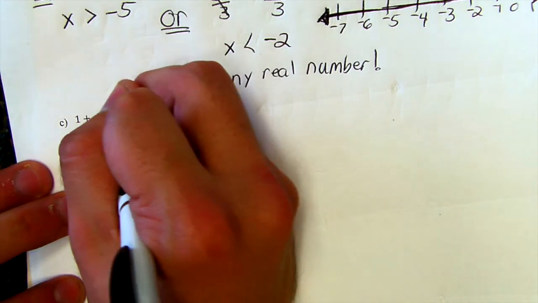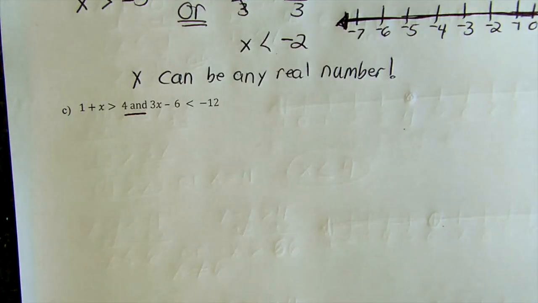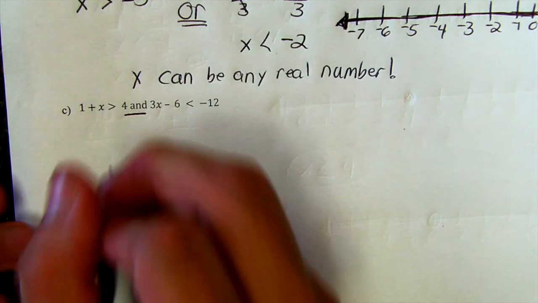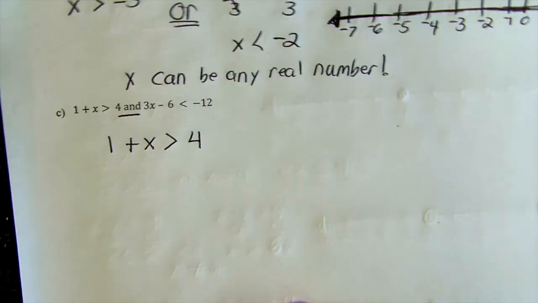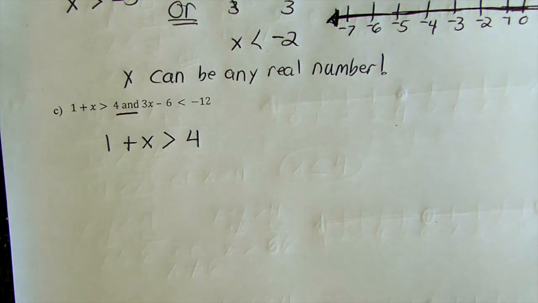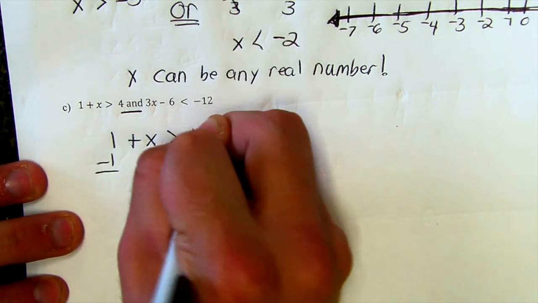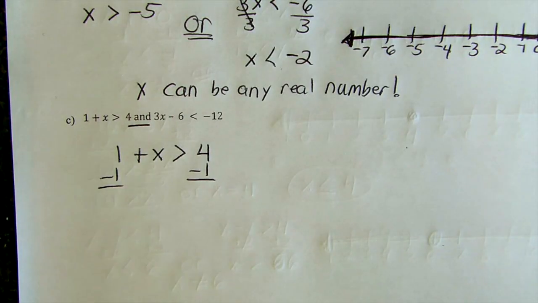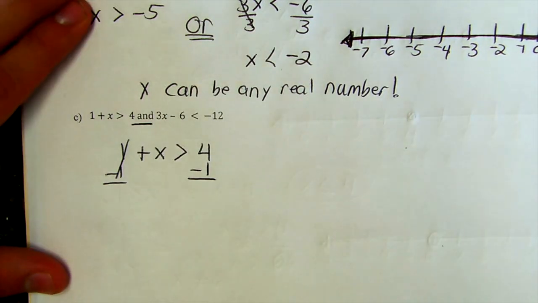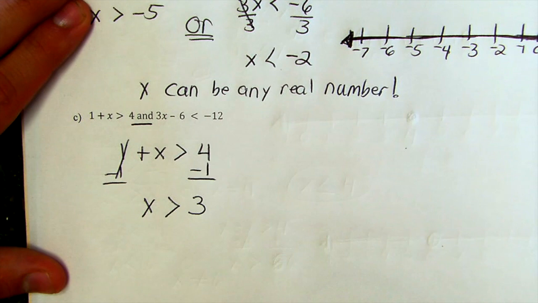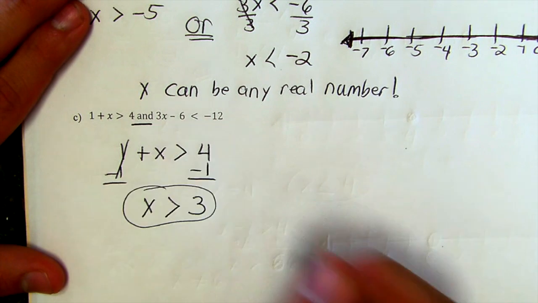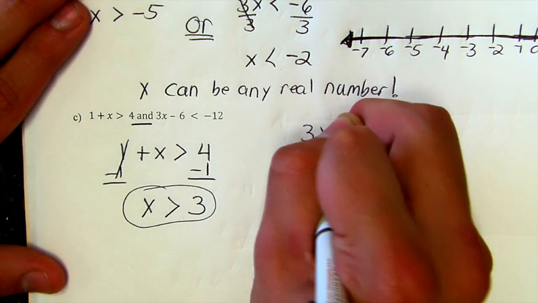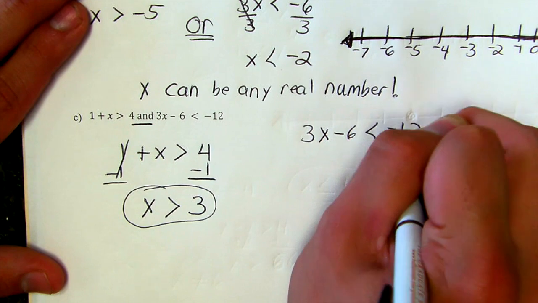Okay? And then our last example, we have 1 plus x is greater than 4, and, so now we're using and, 3x minus 6 is less than negative 12. So here I have 1 plus x is greater than 4. And then on both sides, what do I need to do? I need to subtract 1. Then I get that x, because 1 minus 1 will cancel, is greater than 4 minus 1, which is 3. And now we have our solution for that inequality.